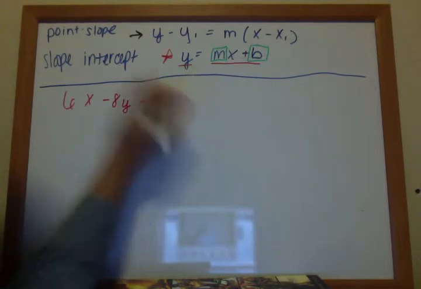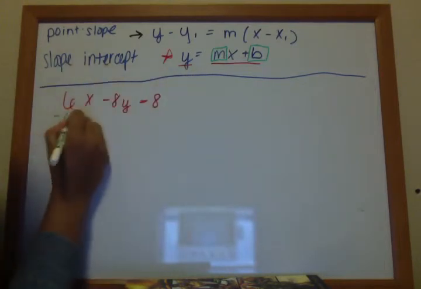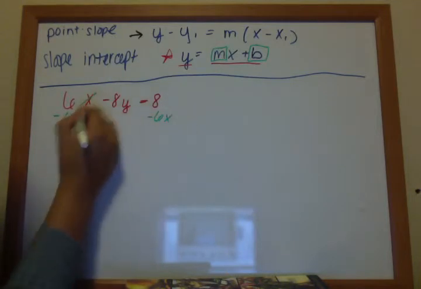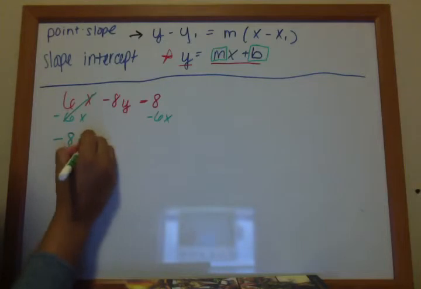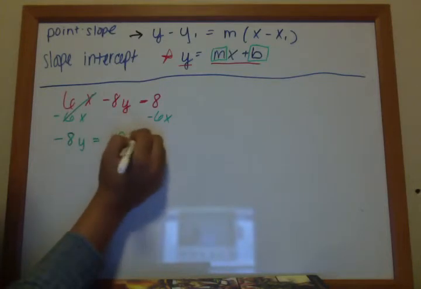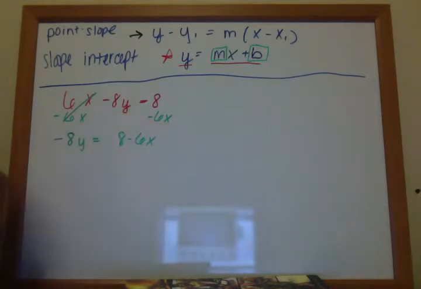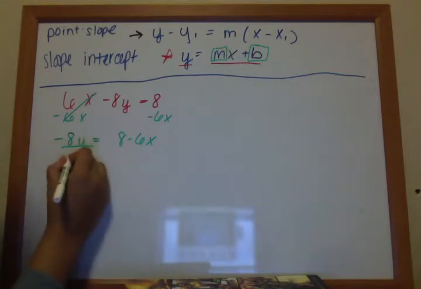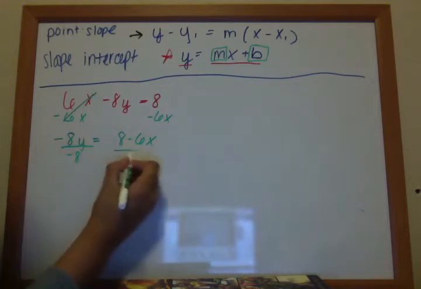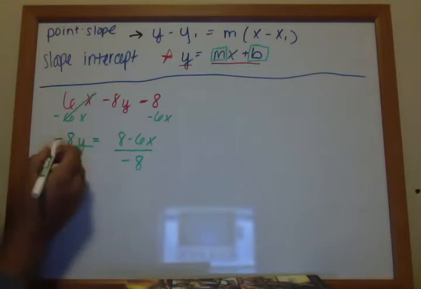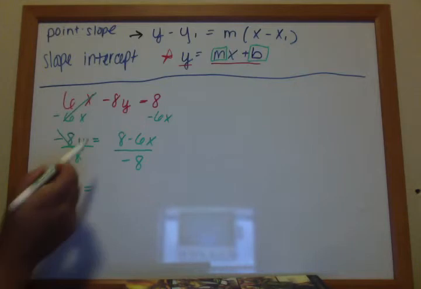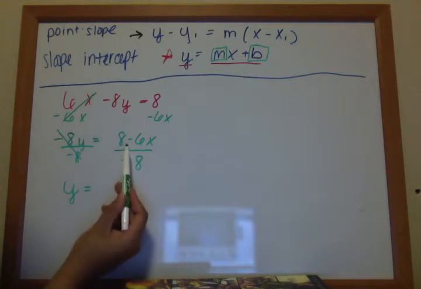Okay. So first of all, we have to get y on the side by itself. So we're going to subtract 6x. So this will be canceled. Negative 8y equals 8 minus 6x. To get y by itself, we undo the negative 8. So we're dividing both sides by negative 8. So these are canceled. So we're going to get y equals.